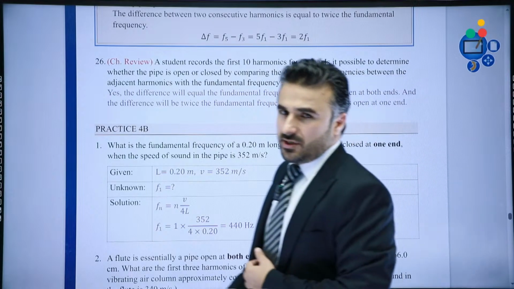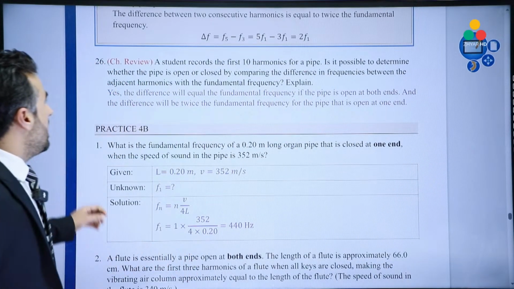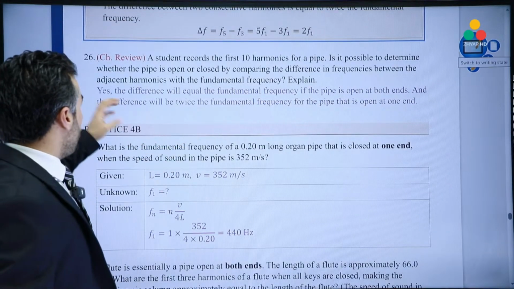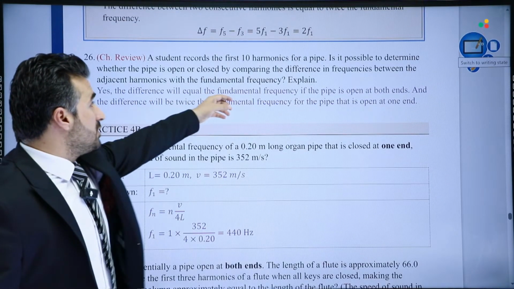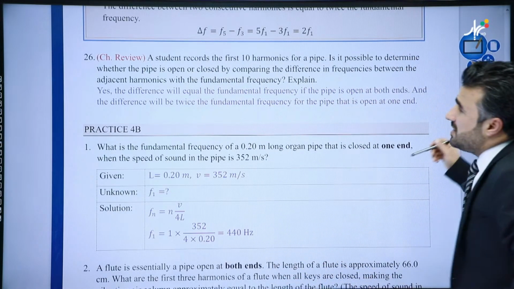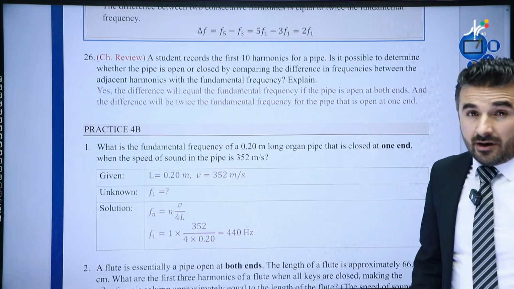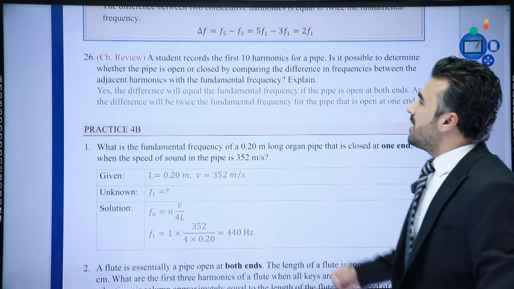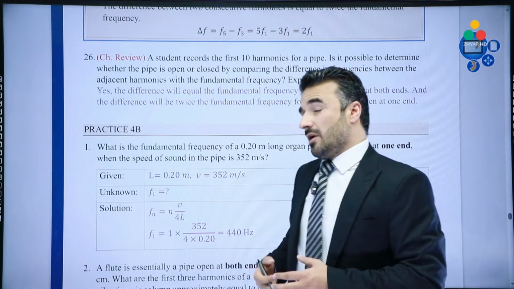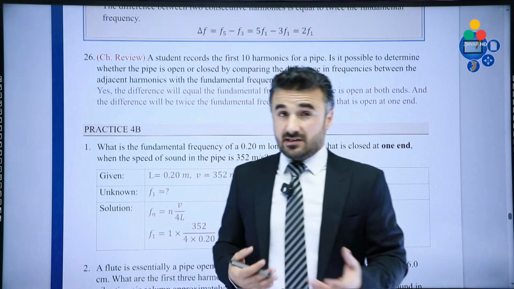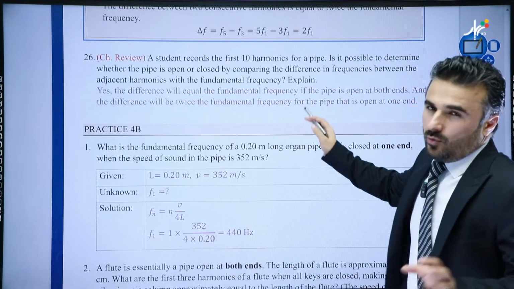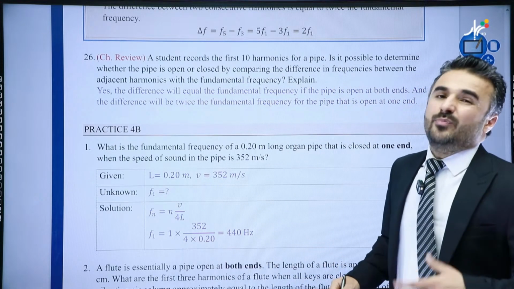Now we have question 26. It says, a student records the first 10 harmonics of a pipe. Is it possible to determine whether the pipe is open or closed by comparing the difference in frequencies between the adjacent harmonics? Can we just tell by the difference between adjacent harmonics whether these belong to a pipe that is open at both ends, or a pipe that is closed at one end? Remember, we have 10 harmonics. So how will it be possible to do that?